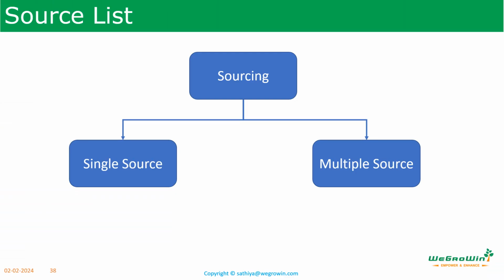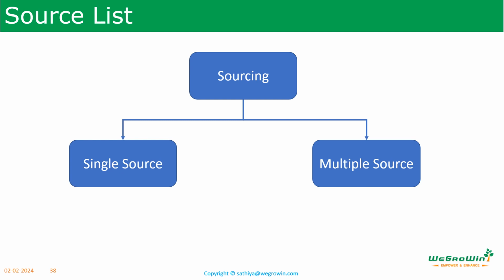Source list means this: when a company is buying one material from one vendor, then there is one vendor, one material combination. We don't need to maintain the source list. That is the single source. Some companies maintain single sourcing only because of various reasons, economies of scale or technology. But in many cases, materials will be purchased from different suppliers.